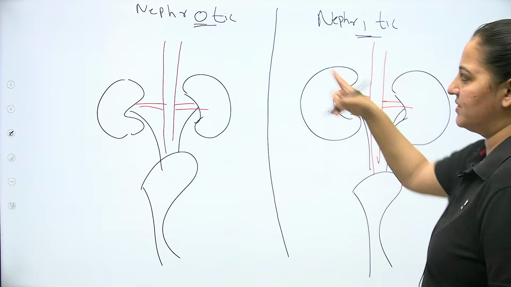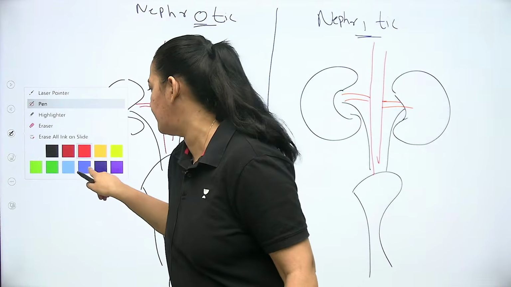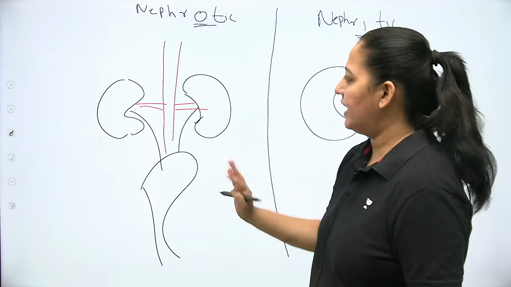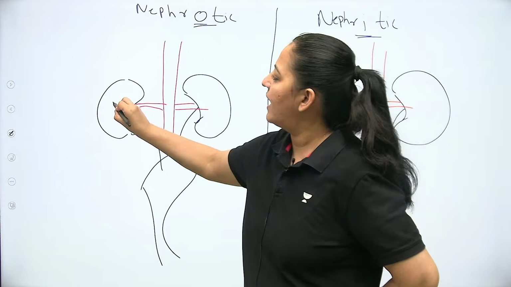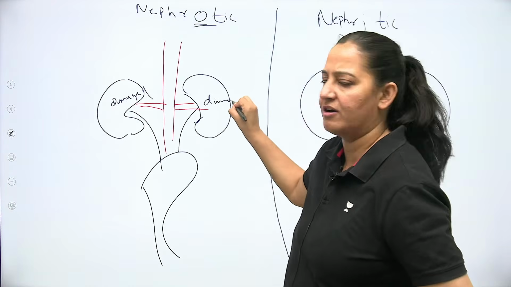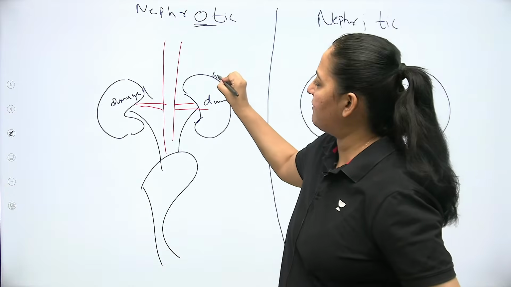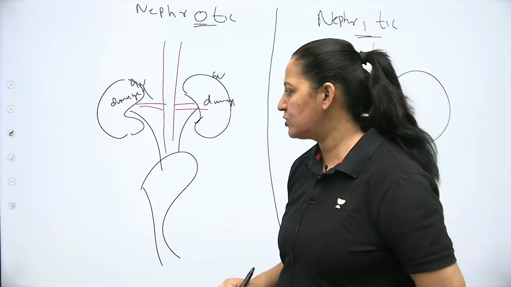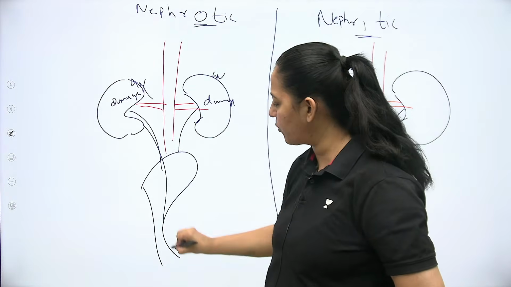Now see what is the pathogenesis in nephrotic. What is the problem in nephrotic? Let me explain the problem in nephrotic. In nephrotic, the kidneys are damaged with a disease, bilateral or unilateral, whatever. They are having various types of glomerulonephritis inside them. So they are losing the protein in the urine.